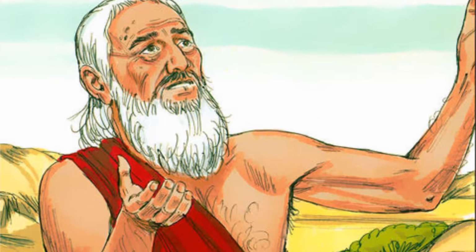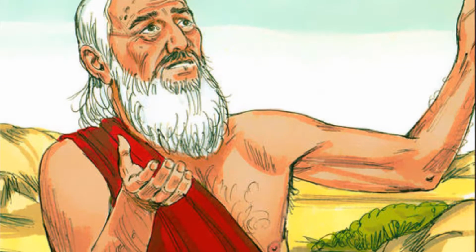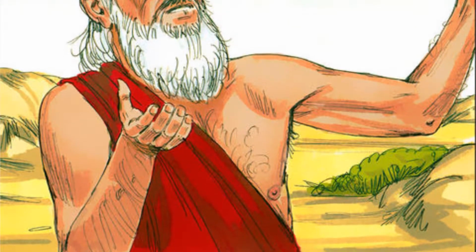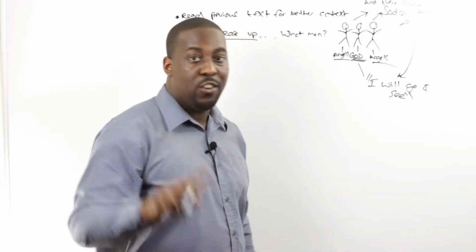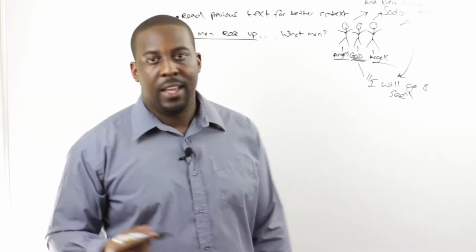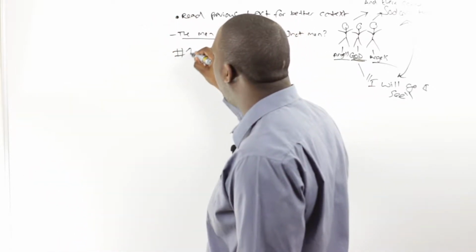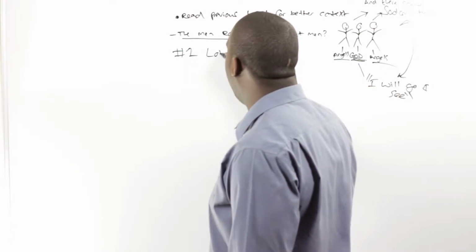And Abraham drew near and said, wilt thou also destroy the righteous with the wicked? And this highlights 2 specific things here. Number one, Lot is there.